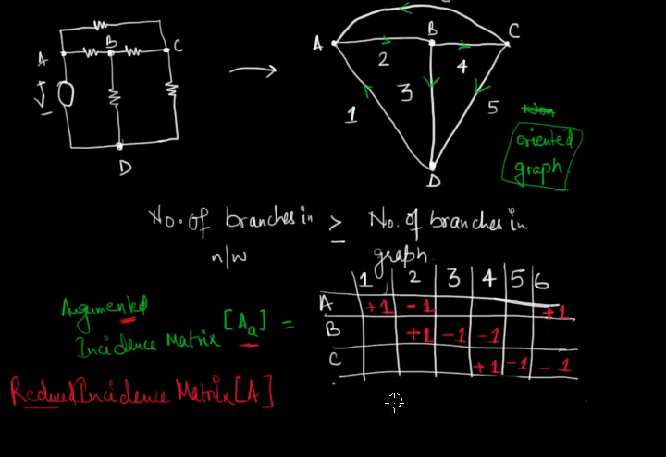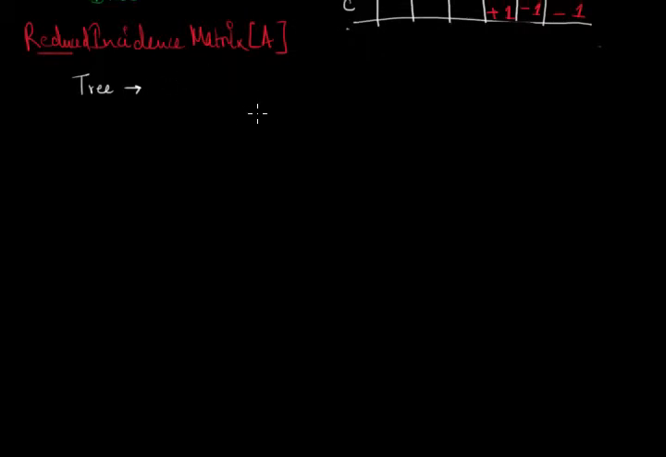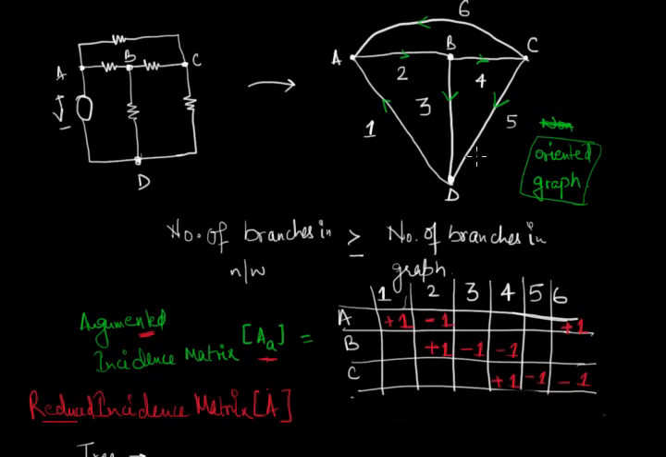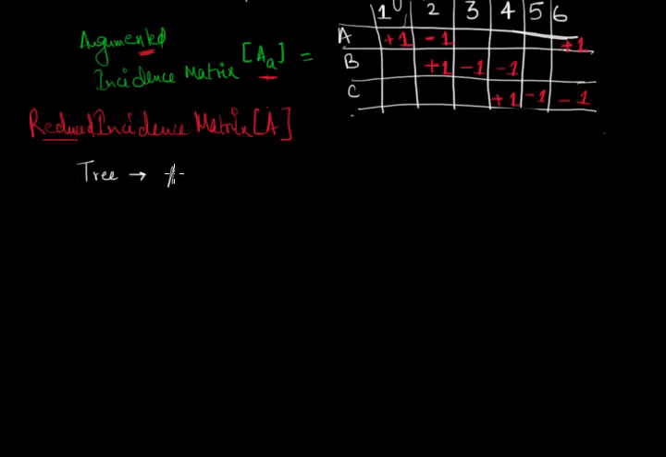Now moving further, we'll define some basic terms used in graph theory, such as tree. Now what is a tree? A tree is a connected subgraph. We have a graph like this. A tree is a connected subgraph that will connect all the nodes, but it should not contain any closed path.